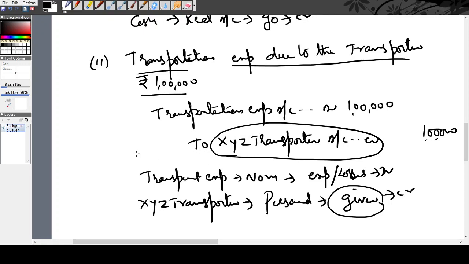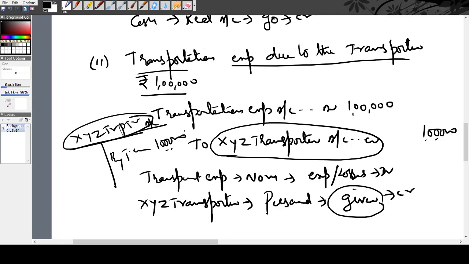Now what will happen because of this entry is, if you open XYZ transporter account in the ledger, we'll write here by transportation expenses 1 lakh. Now this personal account is showing a credit balance. That means this amount of money is due from the business to this person. They have given these services to the business and the business owes money to them. So they will appear as creditors in the business books of account. Whenever the due date comes, we have to pay them cash or check to settle their accounts. So this is how we record.